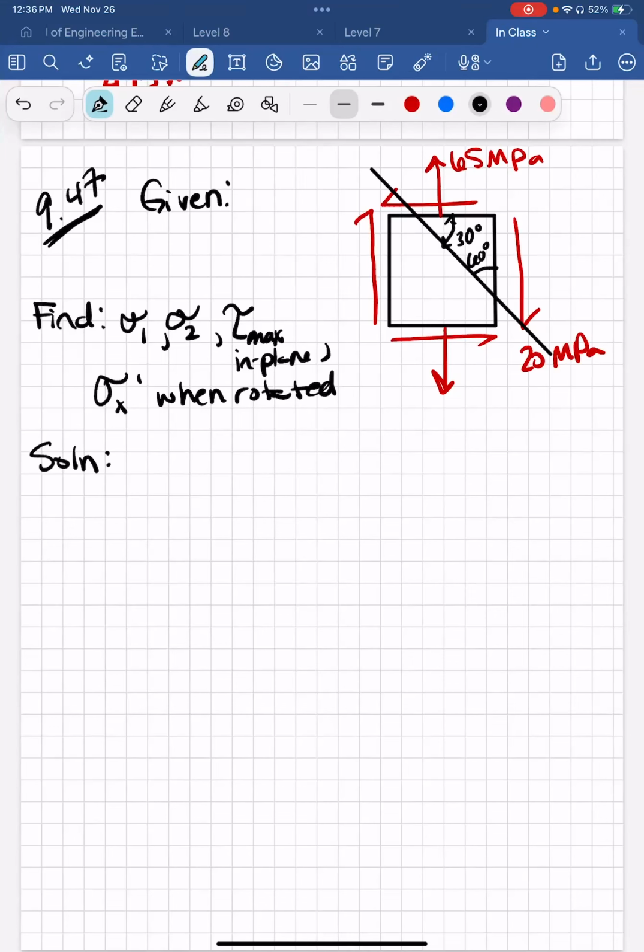This is problem 9-47 from the Pearson textbook. For this one, we're given a stress element. It has 65 megapascals, the stress in the y direction. The shear stress is 20 megapascals.